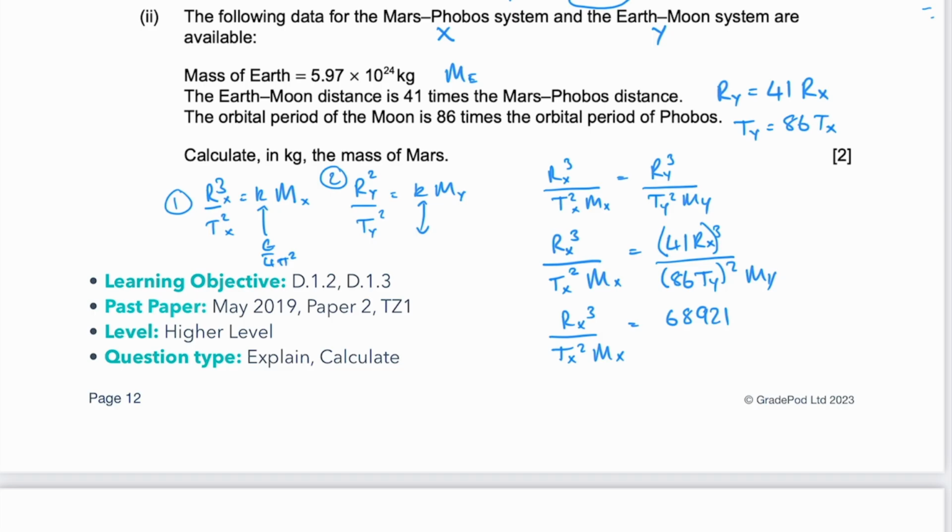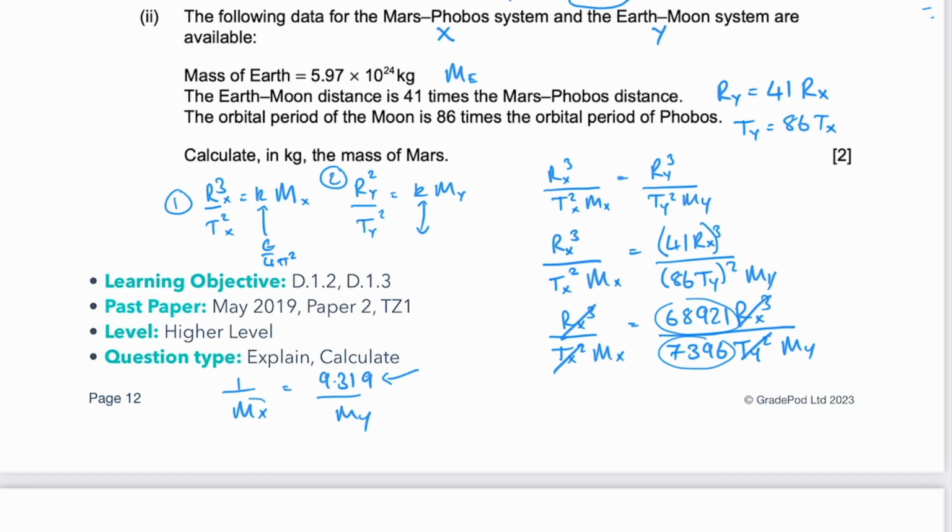68921, and that's 41 cubed. Rx cubed over 7396, and that's 86 squared, Ty squared My. And we can cancel out that, and that. What we then have is 1 over Mx equals 9.319 over My. And this 9.319 is basically 68921 divided by 7396.